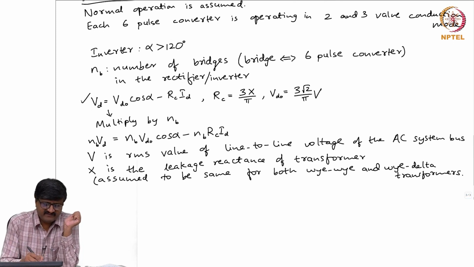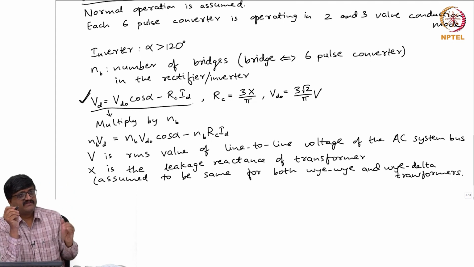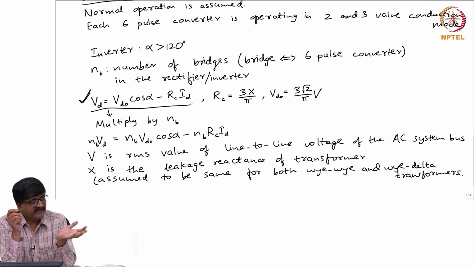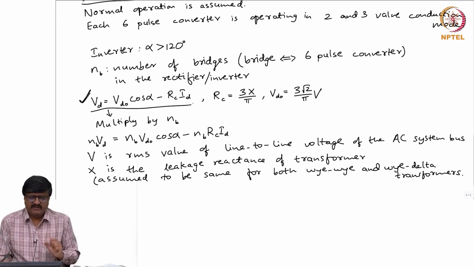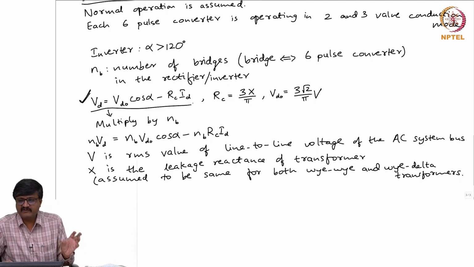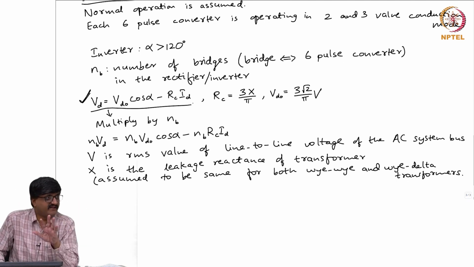So what I am trying to say is that this equation is applicable for all the bridges. So, since it is applicable for all the bridges, if I just multiply the equation by NB, I get a resulting equation which is applicable for the rectifier side or inverter side. But one point to note is that when we consider both rectifier as well as inverter, we need to take into account that the AC side system voltages can be different on the rectifier side and inverter side.